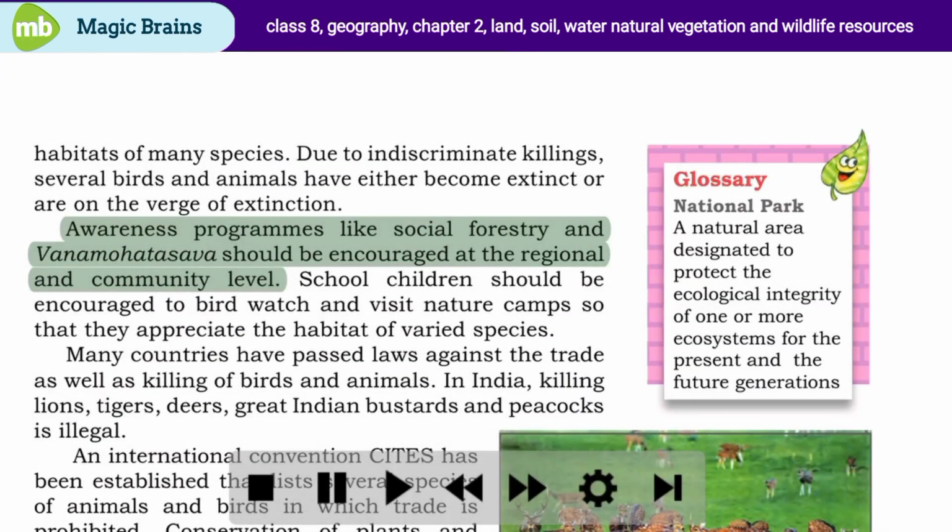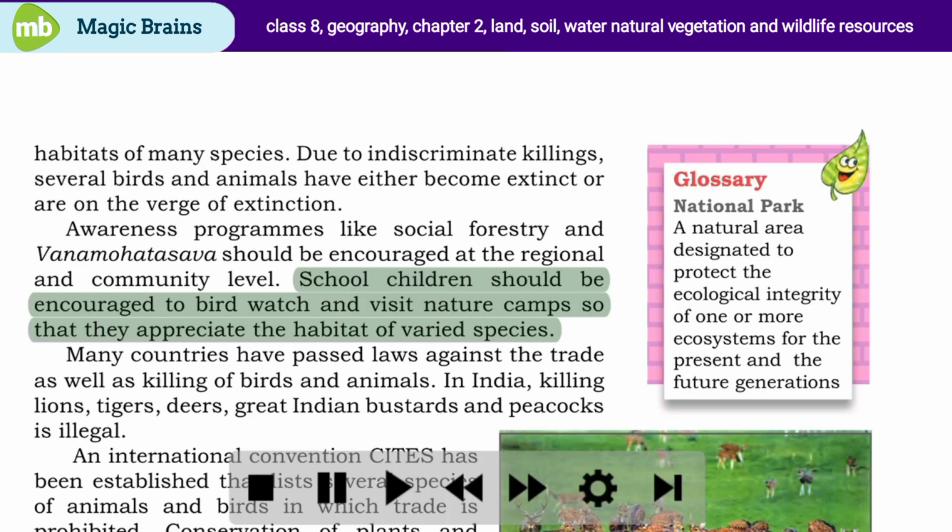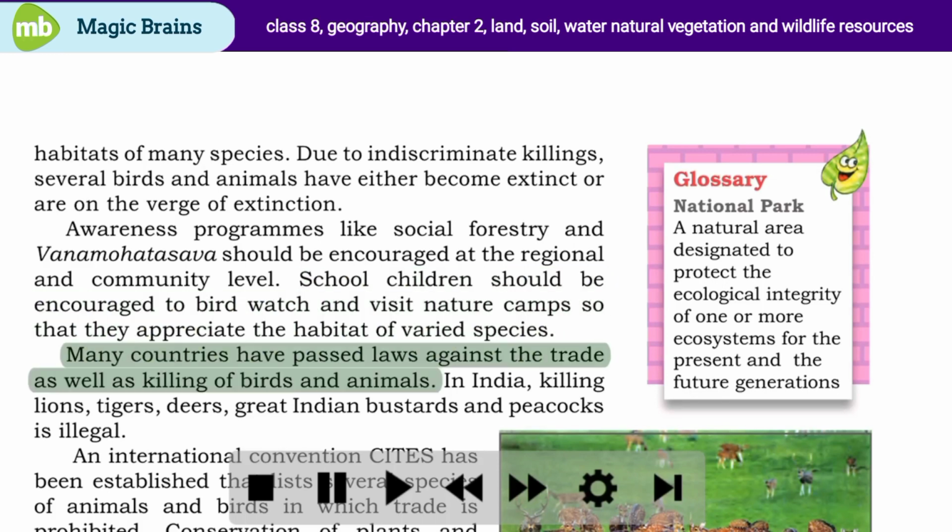Page number 18. Awareness programs like social forestry and Van Mahotsav should be encouraged at the regional and community level. School children should be encouraged to birdwatch and visit nature camps so that they appreciate the habitat of varied species. Many countries have passed laws against the trade as well as killing of birds and animals.